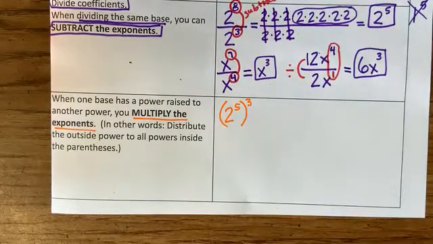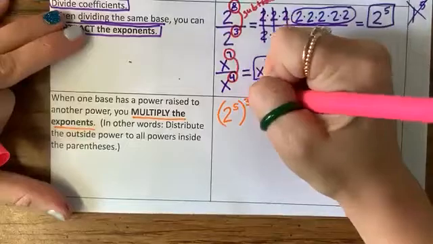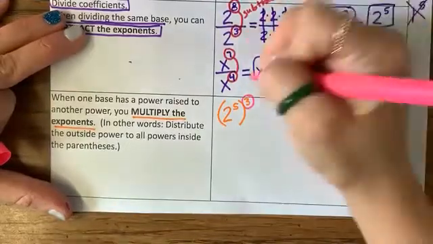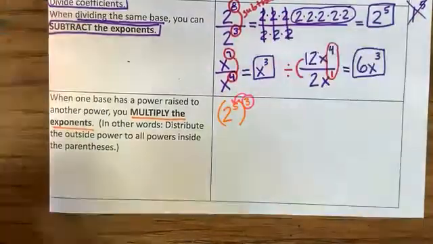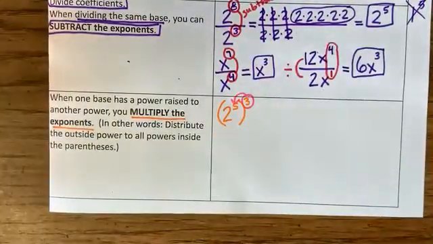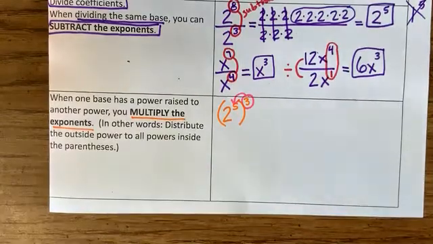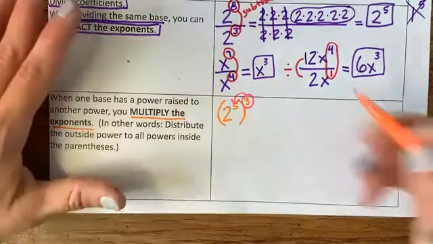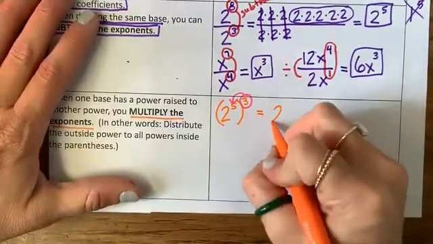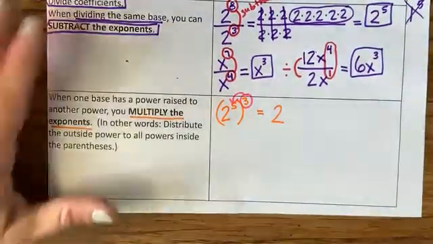Multiply the exponents. It's kind of like distribution backwards. That's how I like to think about it. You're taking that outside exponent and you're multiplying it with the inside exponent. Any exponent inside the parentheses would get multiplied by 3, but there's only one. So that's going to give me 2 to the what? 2 to the 15th.